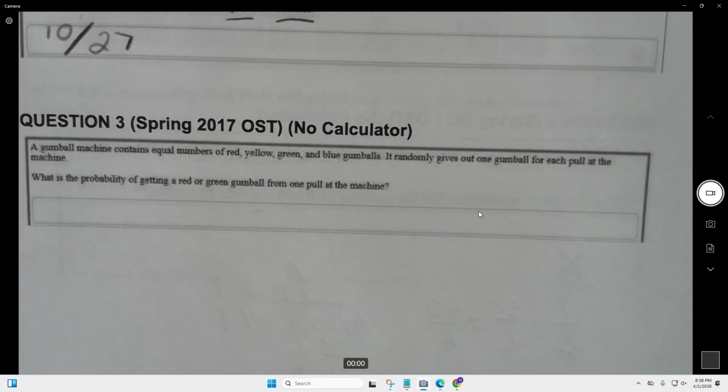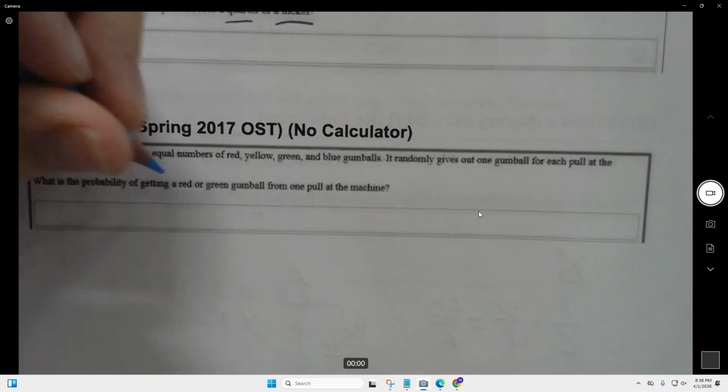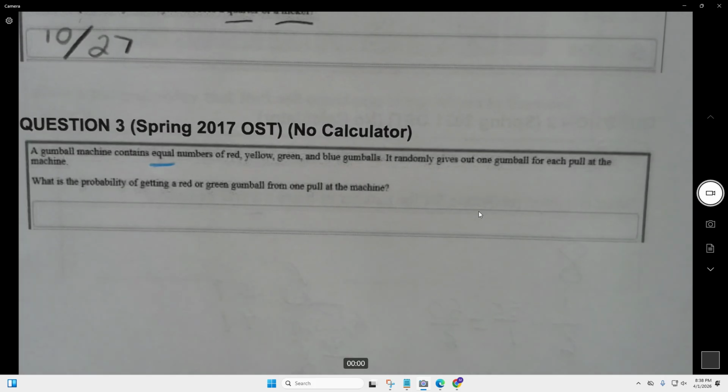Question 3. A gumball machine contains equal numbers of red, yellow, green, and blue gumballs. Equal is important. It randomly gives out 1 gumball for each pull at the machine. What is the probability of getting a red or green?